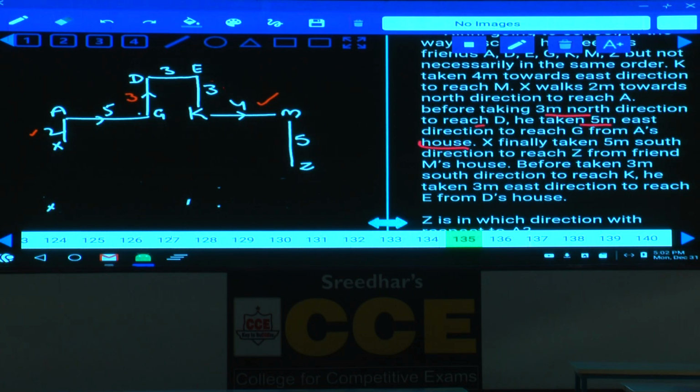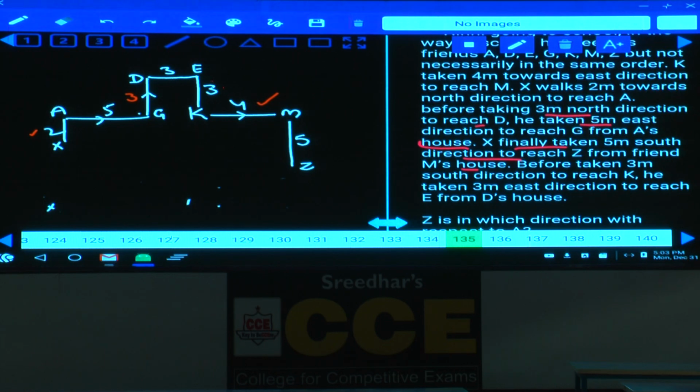Then, next one. X finally takes 5 meters south direction to reach Z from M's house. From M's house, how much is the direction? This direction is 5 meters.